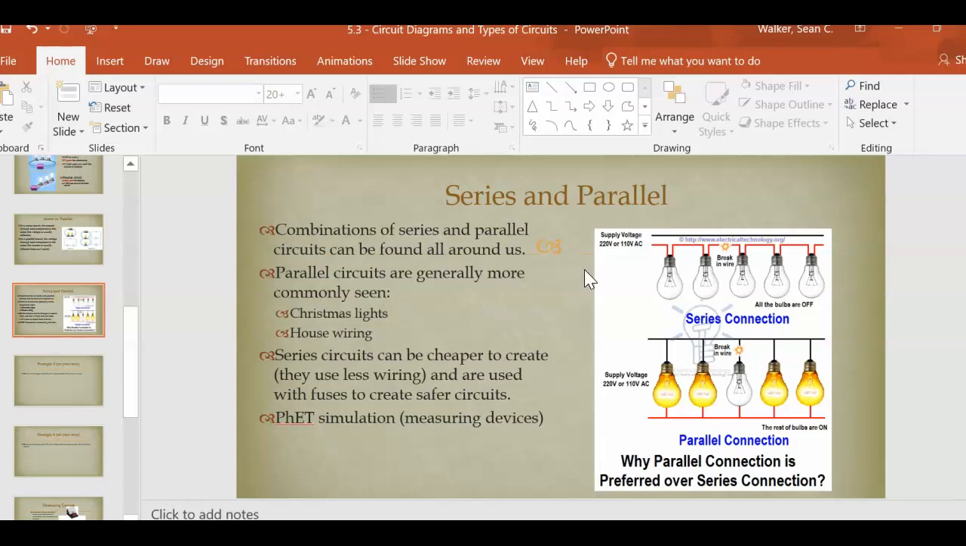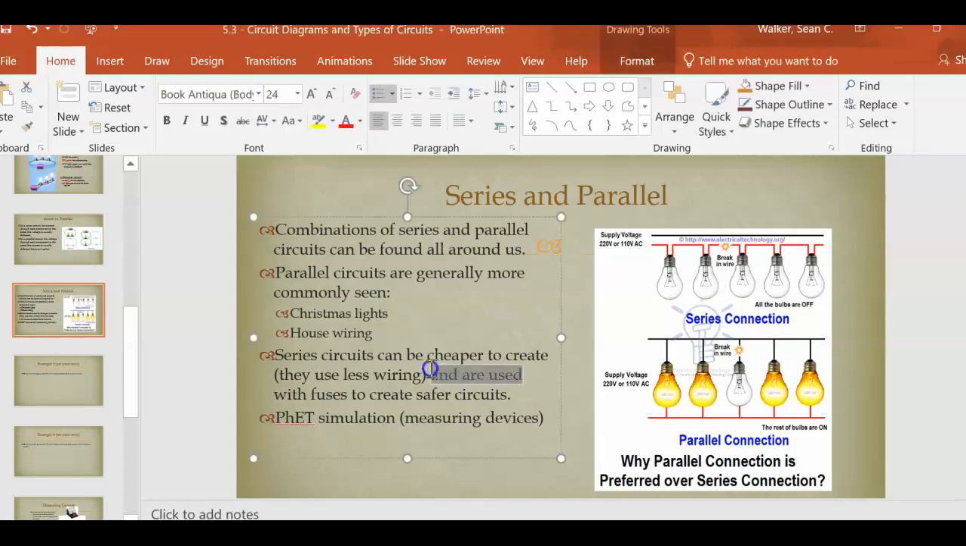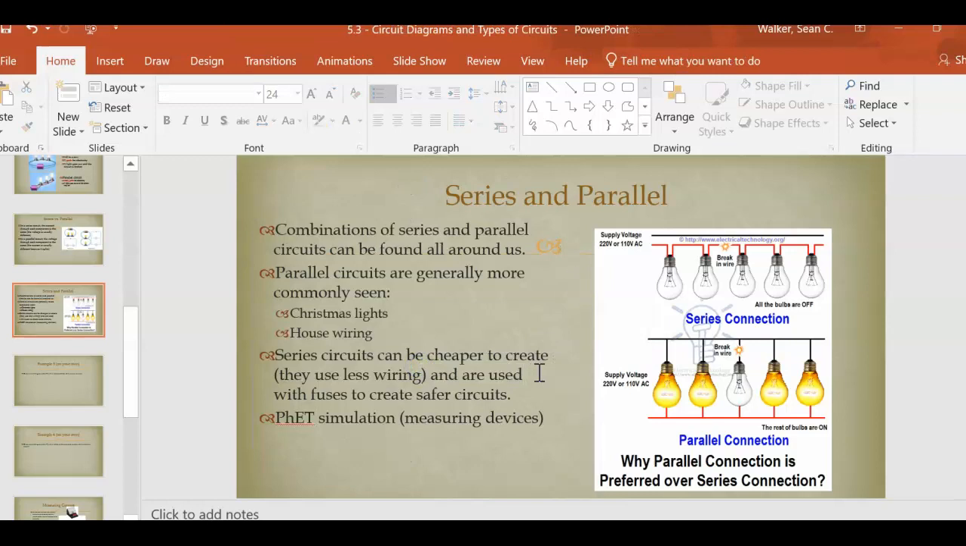However, series circuits are cheaper to do because, number one, it's easier to do the wiring, and number two, it takes less wiring because you don't have to do all the different loops. You can just do one continuous loop. Okay, and so series circuits are sometimes used to save money, especially when you're buying Christmas lights.